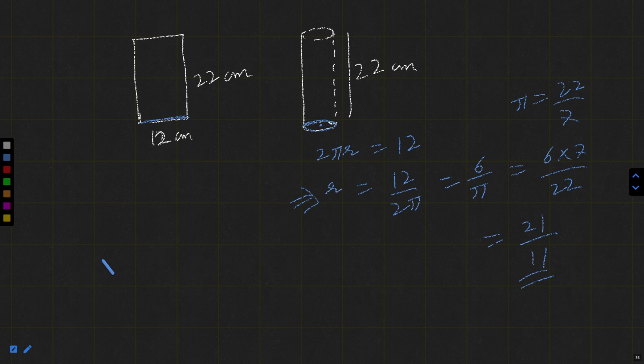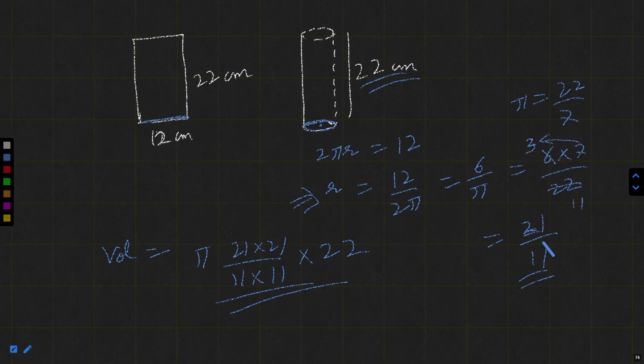which is 21 times 21 over 11 times 11. I hope I am not making any calculation mistakes. Okay, and now times h, which is my 22. I hope this is all clear to you. So I cancelled with 2, it remains 3 and 11. So 7 times 3 is 21 and 11 is there. So here is my volume, which is 21 by 11 whole square times 22 pi.